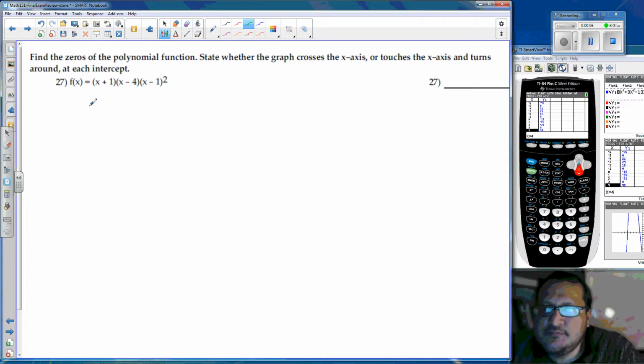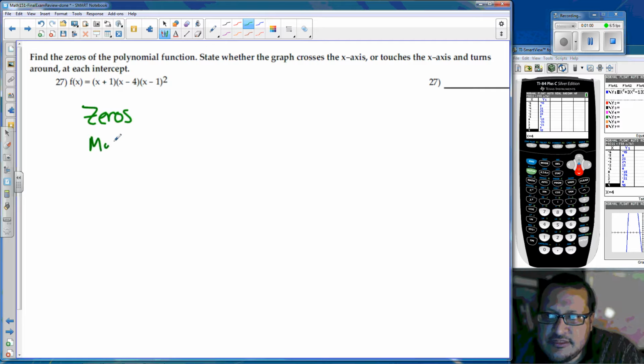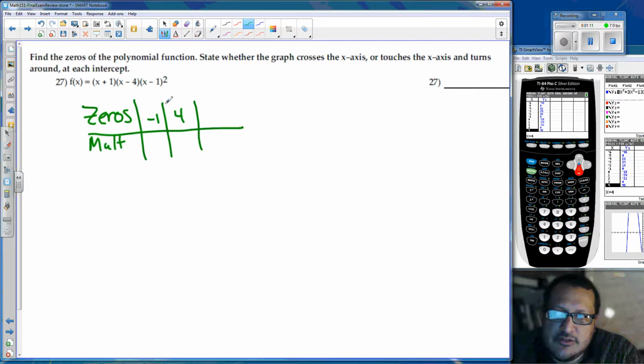So we're going to do the same thing here. Zeros, multiplicity. The zeros here are -1, 4, and 1. Okay, the multiplicity here is 1. Multiplicity here is 1. The multiplicity here is 2.